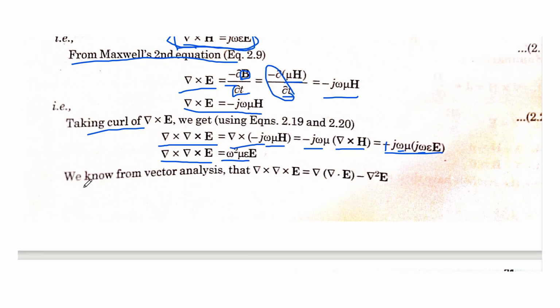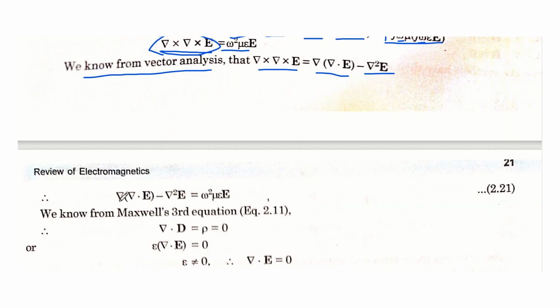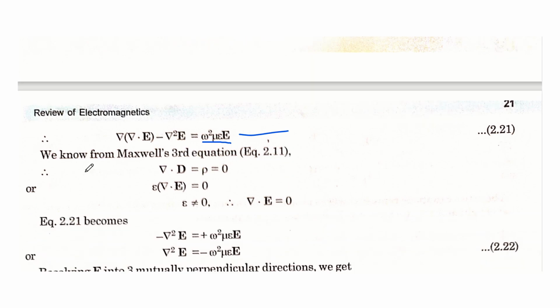Now observe here, from vector analysis we have one formula: del cross of del cross E bar is nothing but del of del dot E bar minus del square E bar. Now I simply apply this formula here, then my equation will be like this: del of del dot E bar minus del square E bar is equal to omega square mu epsilon E bar. Okay, remember this. Now I am going to consider Maxwell's third equation. From Maxwell's third equation we know del dot of D bar is equal to rho.